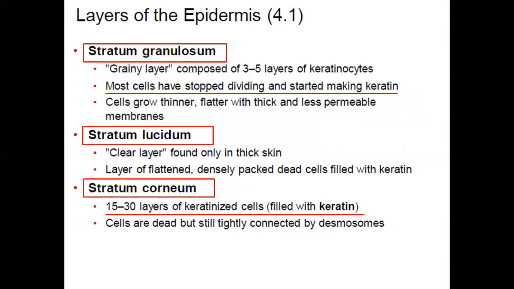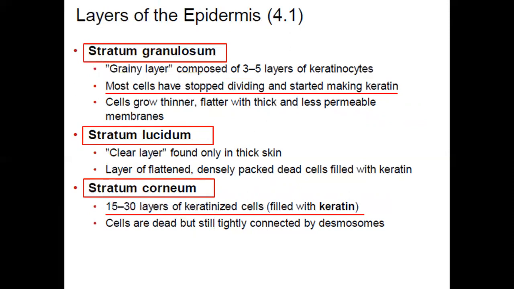The stratum granulosum. Granulosum is a grainy layer, about 3 to 5 cell layers thick of keratinocytes. The stratum granulosum is where these cells stop dividing. So in the stratum basale and the stratum spinosum, cells can divide and continue to move up towards the stratum corneum. Most of the cells here have stopped dividing and they start making keratin. And if a cell is making keratin, it grows thinner and flatter, and the membrane becomes less permeable. So it creates strength and a bigger barrier in the cells to come, in the stratum lucidum or the stratum corneum.